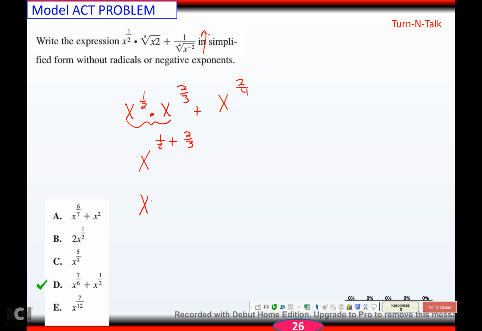When I add those, this is going to be cross, 1 times 3 is 3, plus cross, 2 times 2 is 4, over straight across is 6. And that 2/4 reduces to 1/2. So that's x to the 7/6 plus x to the 1/2, and that's as simple as we can get.